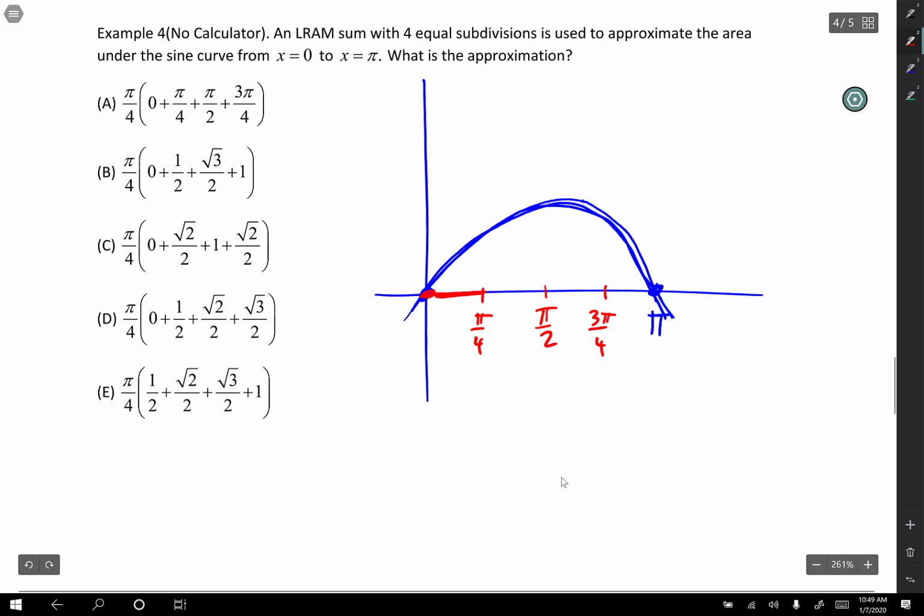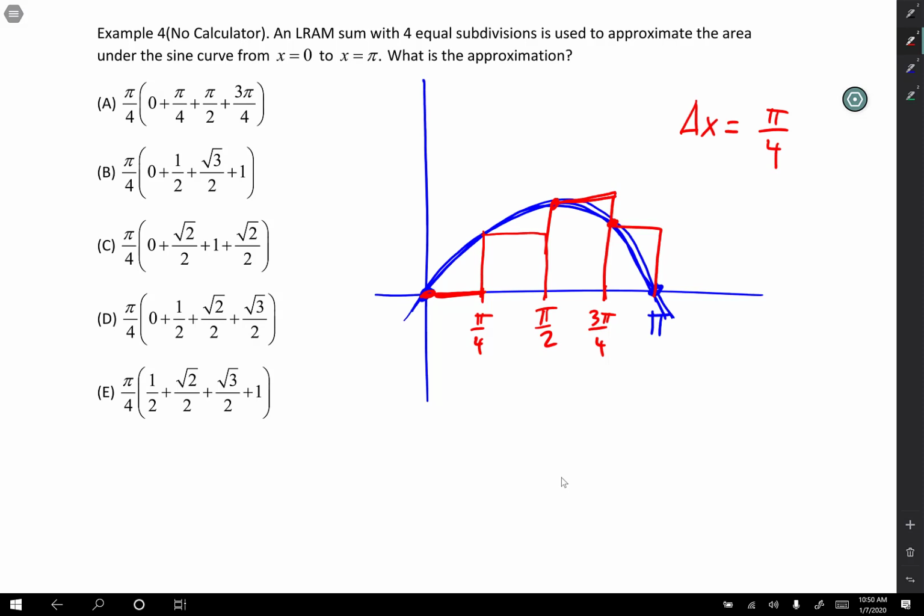Notice it's not really a rectangle, it's right on the x-axis. Here's the second one, here's the third one, and here's the fourth one. The change in x, or the width of each rectangle, is what? Pi divided by the number of rectangles, which is 4.